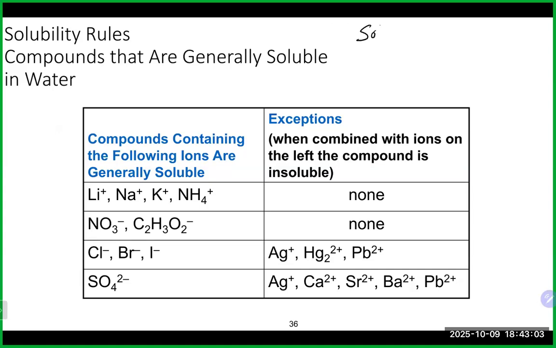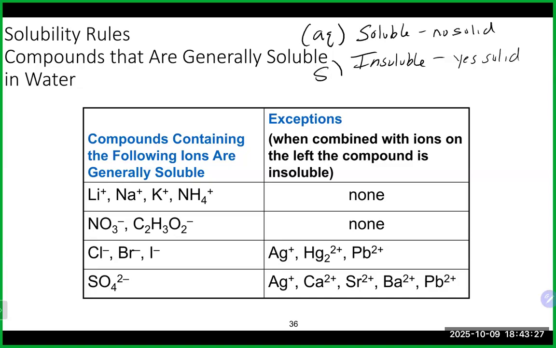There are things that are soluble, which means no solid. And those are the things that get the aqueous symbol next to them. So if you determine that that thing is soluble, that is the thing that gets the AQ symbol next to it. There are things that are insoluble, and that means you will get a solid form. And those are the guys that get the solid symbol next to it, or the S.